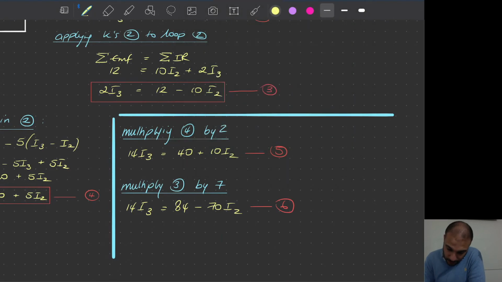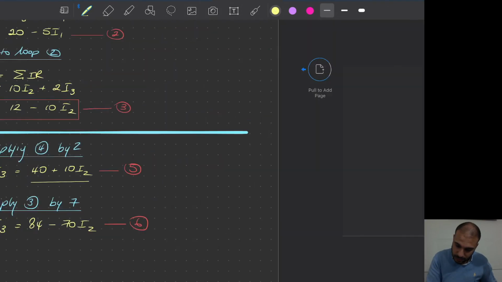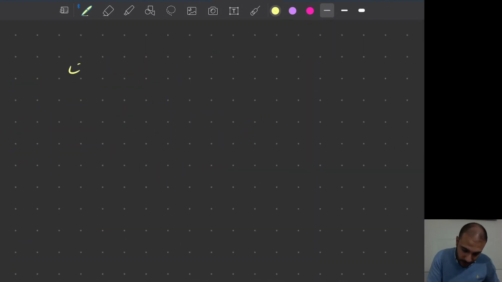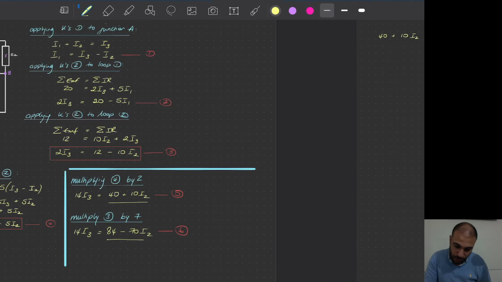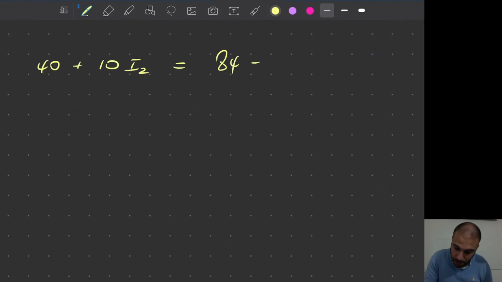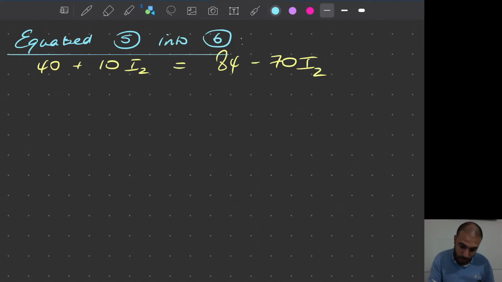So we have 40 plus 10i2 is equal to 84 minus 70i2. What did we do here? We have equated 5 and 6. Alright, let's keep everything clean.